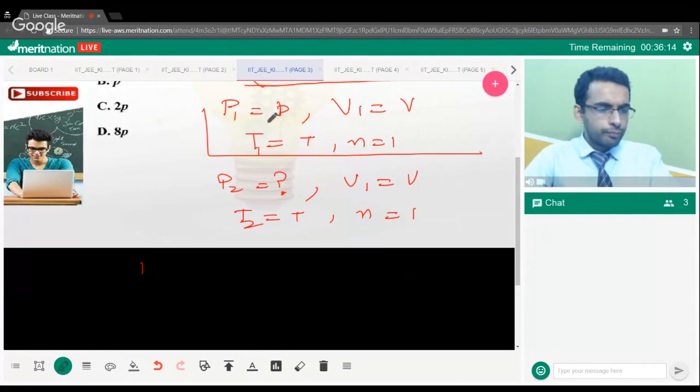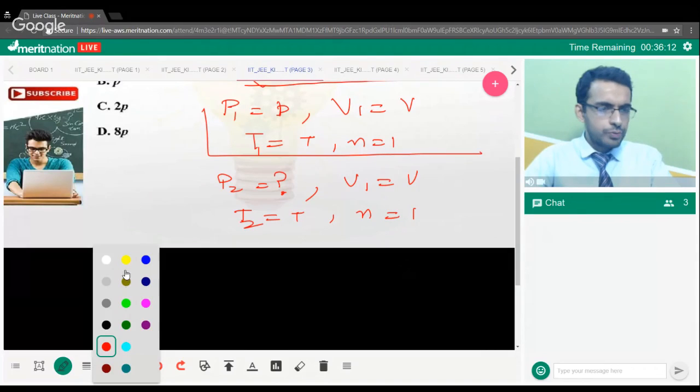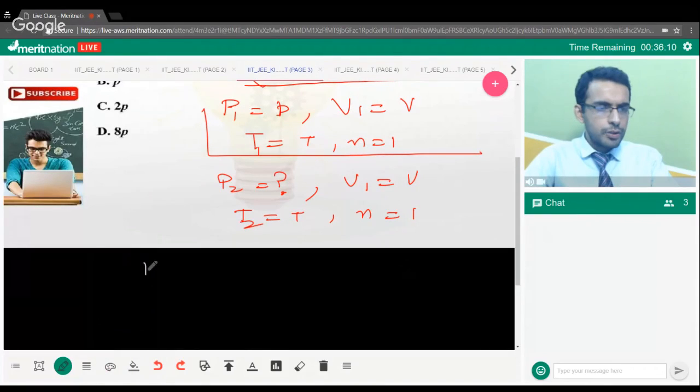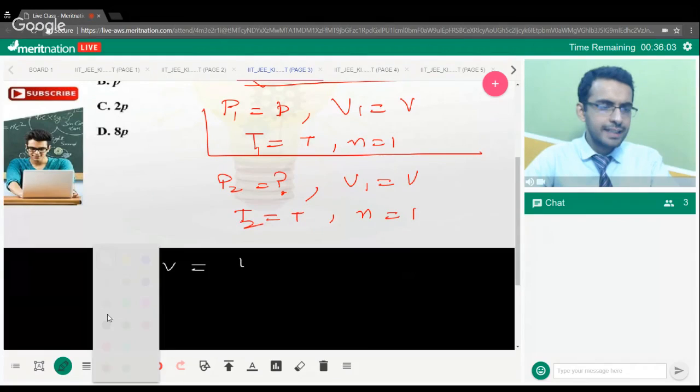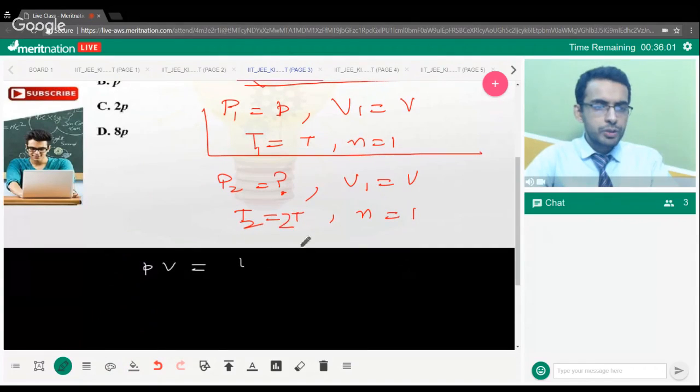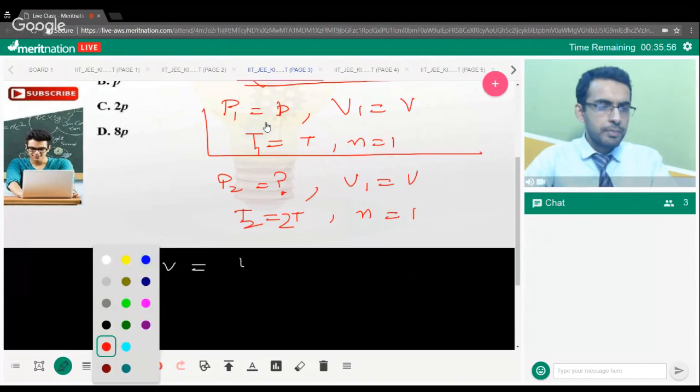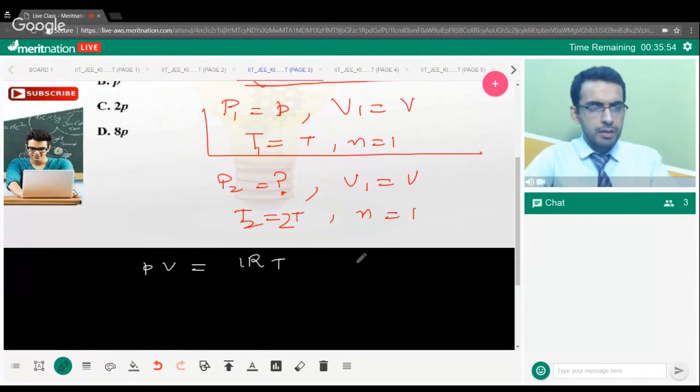Now, for the first one, small p into capital V is equal to 1 into R into capital T. For the second case, temperature is 2T, I'm sorry for that. So PV is equal to 1 into R into capital T, this is equation number 1. And for the second one, it's P2 into V is equal to 1 into R into 2T, right?